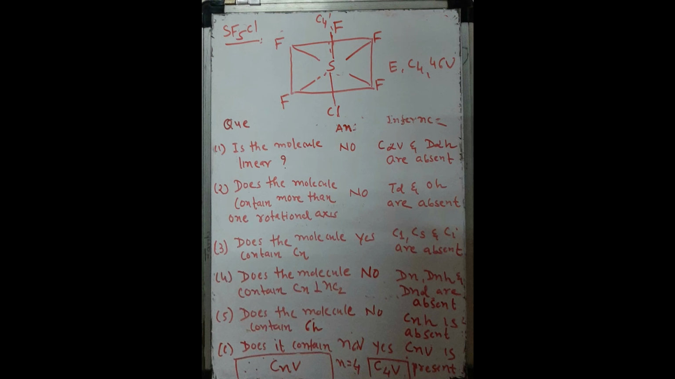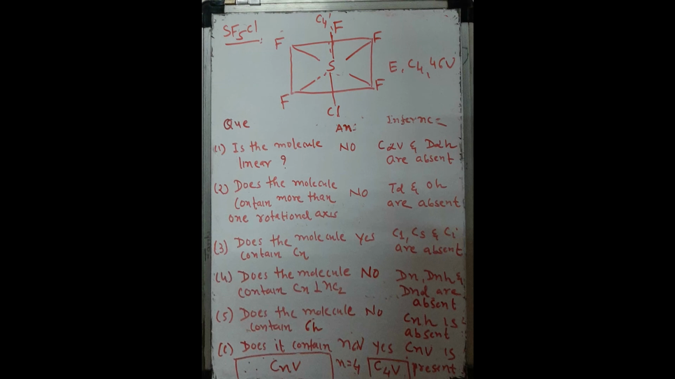First question we are going to ask, is the molecule linear? Answer is no, that means C infinity V and D infinity H are absent. Second question we are going to ask, does the molecule contain more than one rotational axis? Answer is no, that means tetrahedral and octahedral are absent. Third question we are going to ask, does the molecule contain Cn? Answer is yes, that means C1, Cs and Ci are absent.